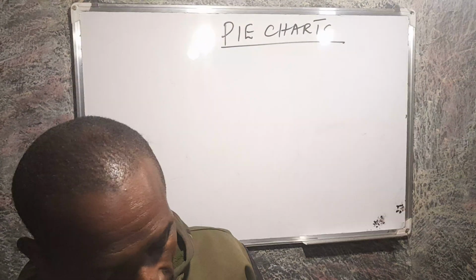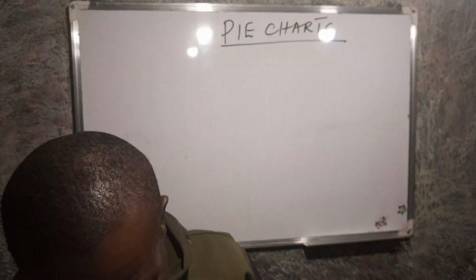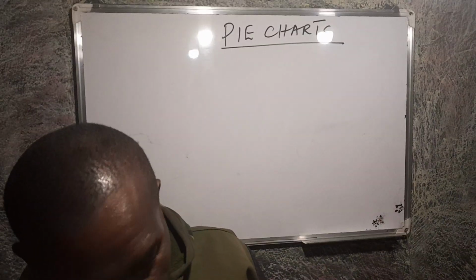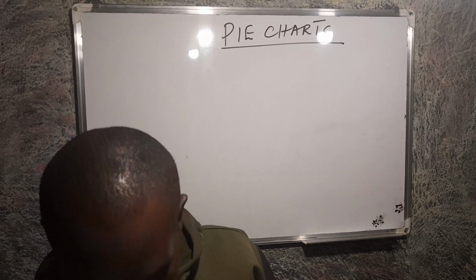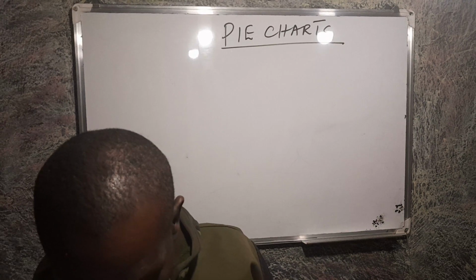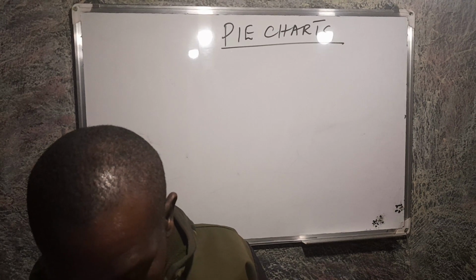So a graph can be drawn, or sometimes a question can come and then you are told to do what? For example, pupils scored the following marks in a test.